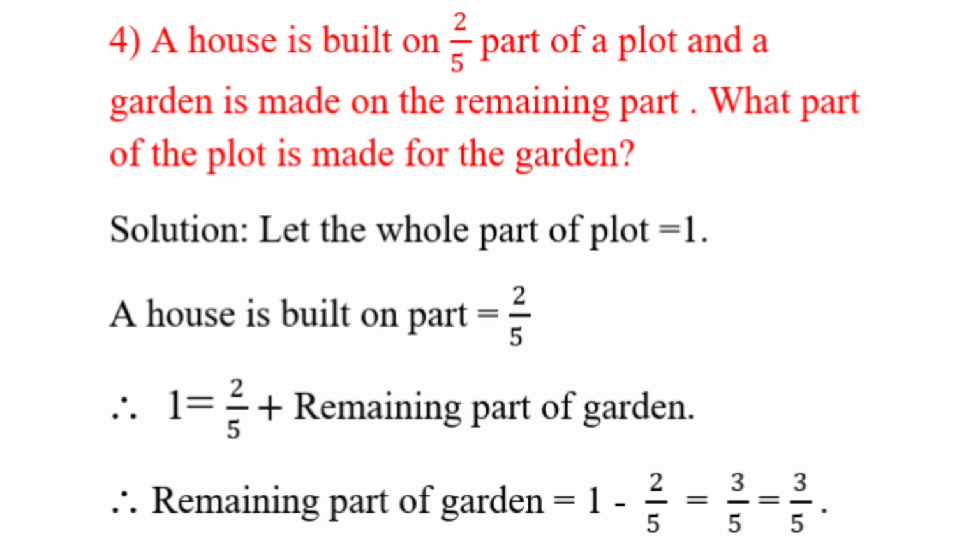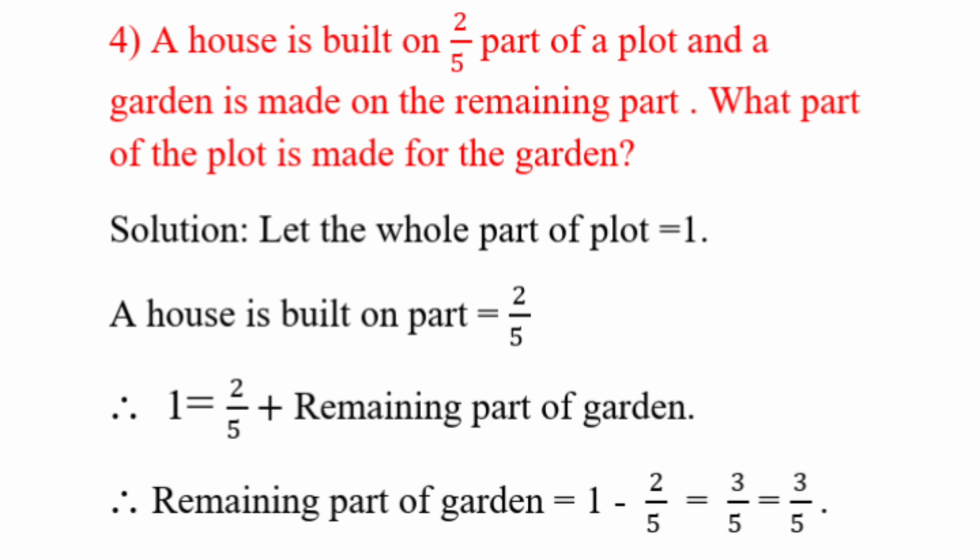Fourth example: a house is built on 2/5 part of a plot and a garden is made on the remaining part. What part of the plot is made for the garden? So hence the solution is, here the one value is given, that is on 2/5 part of a plot house is built and the remaining part is garden.